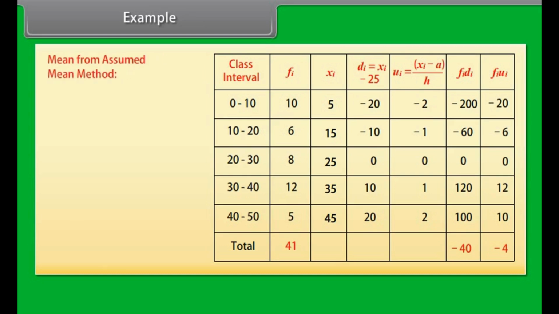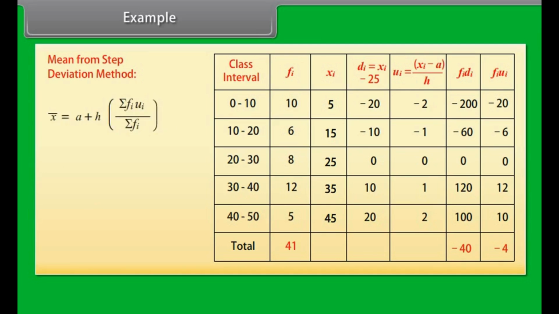And then we find the mean using assumed mean method by using the formula assumed mean plus summation of the product of fi and di divided by summation of fi. 25 plus minus 40 by 41, 25 minus 0.98, 24.02.